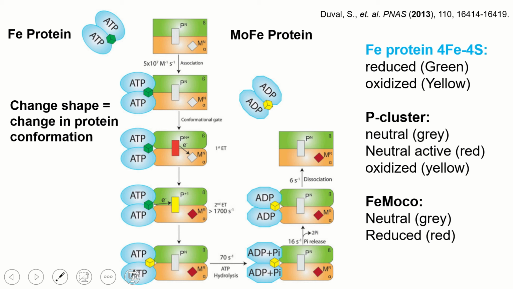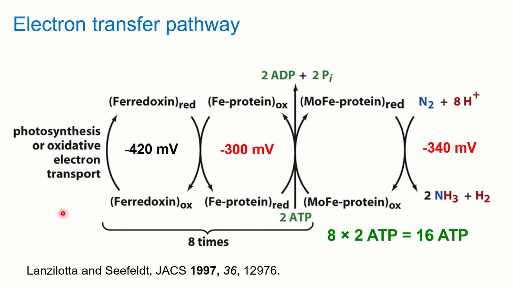Right, so recall that all these steps are only transferring one electron to the FeMoCo and ultimately to the dinitrogen. This cycle has to occur 8 times, and each cycle there's hydrolysis of 2 ATPs and transfer of 1 electron to the site. And so this happens several times before the dinitrogen is actually reduced to ammonia.